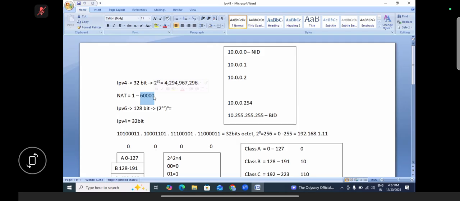To communicate through the internet, we use a public IP address. With one public IP address, how many internal IP addresses can we communicate with? 60,000. So that's why countries like India are still using IPv4. In IPv4, we have one concept called NAT. With the help of the NAT concept, we can communicate from one public IP address to 60,000 hosts. 60,000 hosts means 60,000 private IP addresses.